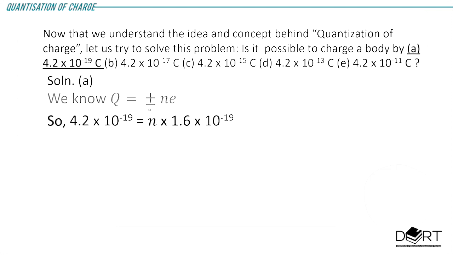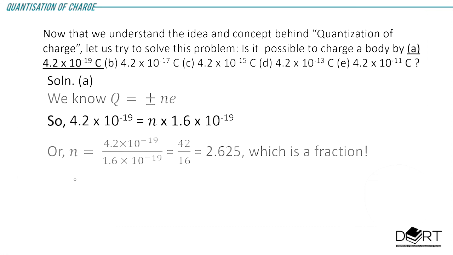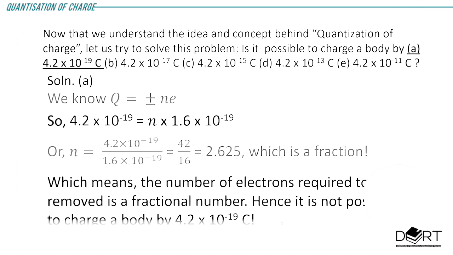So we put the values into the formula and look for n. How many electrons do we require? And it turns out that if you write an equation for n, it will be 4.2 × 10^-19 divided by 1.6 × 10^-19. The 10^-19 cancels, and the decimal cancels, and you'll be left with 42 by 16, which is a fraction, 2.625, which means the number of electrons required is a fraction. Now, that is not possible. You cannot have a fractional number of electrons. And therefore, it is not possible to charge a body by 4.2 × 10^-19 Coulomb.